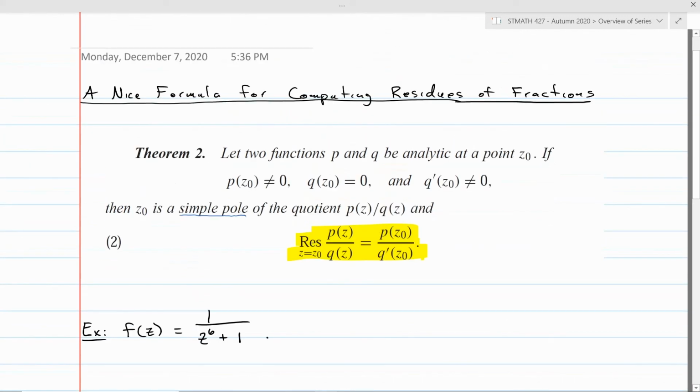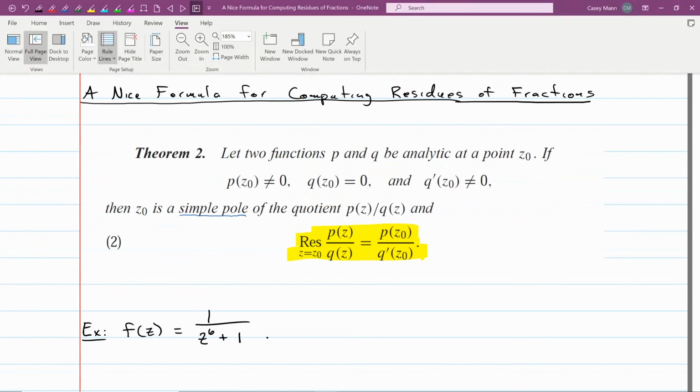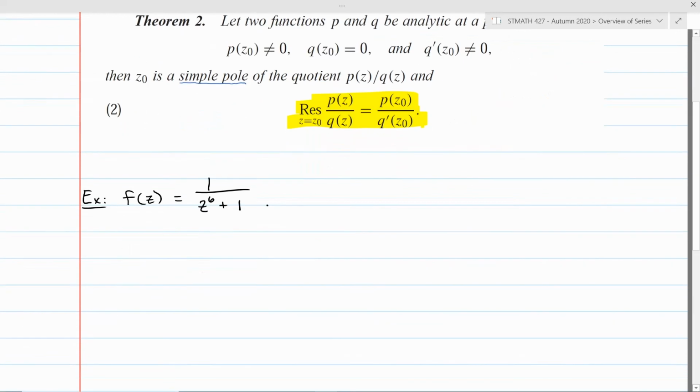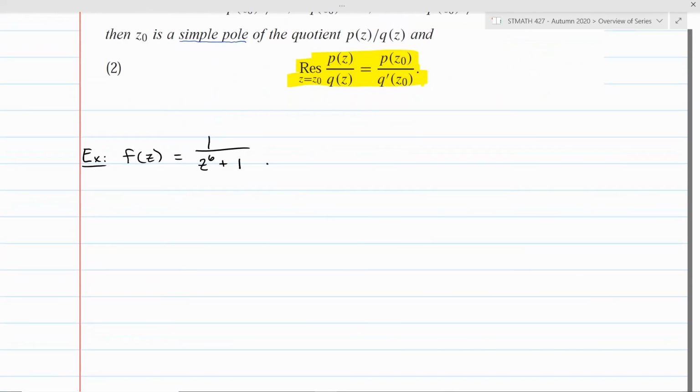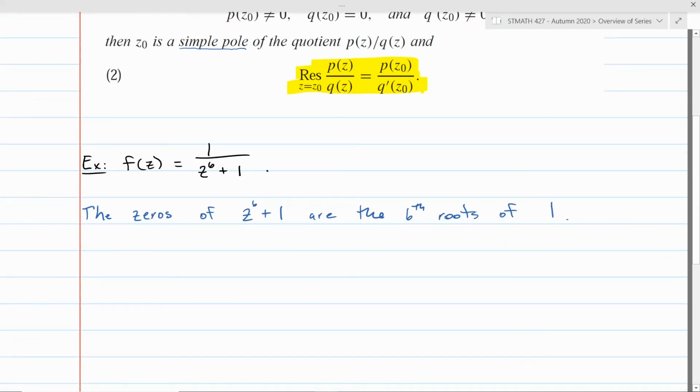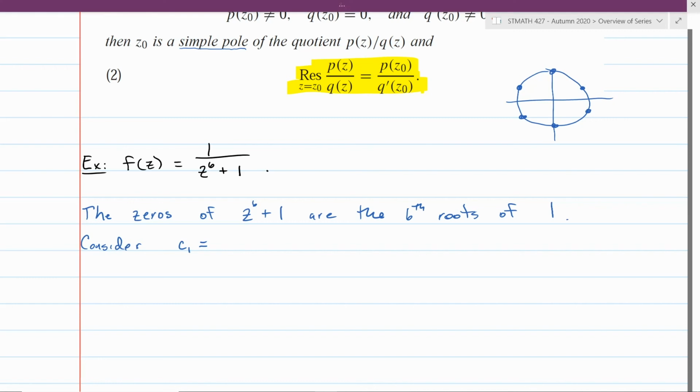So let's apply this theorem to get the residues of this particular function here: f of z equals 1 divided by z to the 6th plus 1. Because the denominator is z to the 6th plus 1, we can see that the zeros of z to the 6th plus 1 are just the 6th roots of negative 1. I don't want to have to consider all of them. We know that these 6th roots are going to be at these points on a hexagon. I'm just going to do the ones on the top half, here, here, and here.